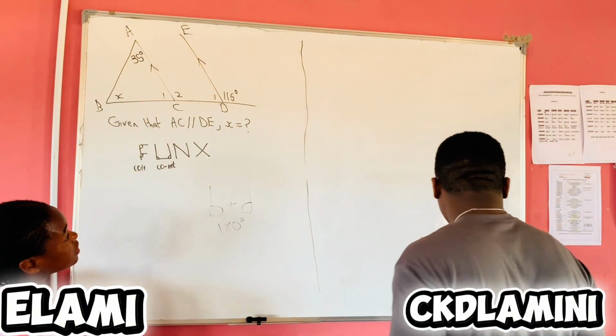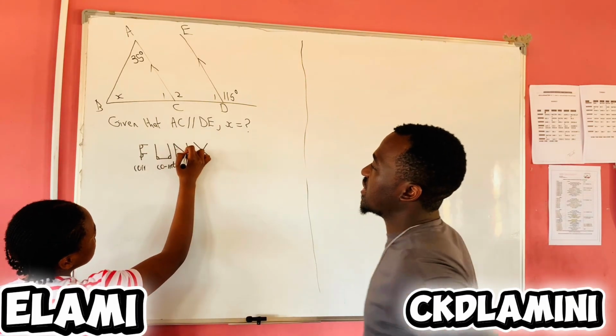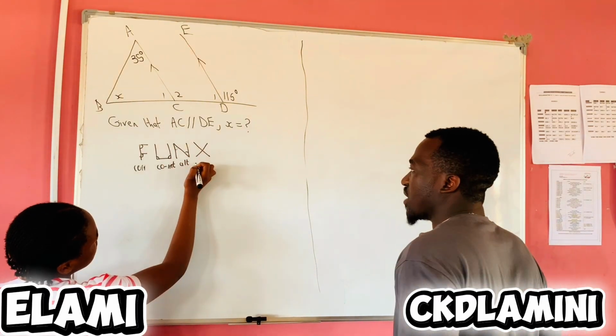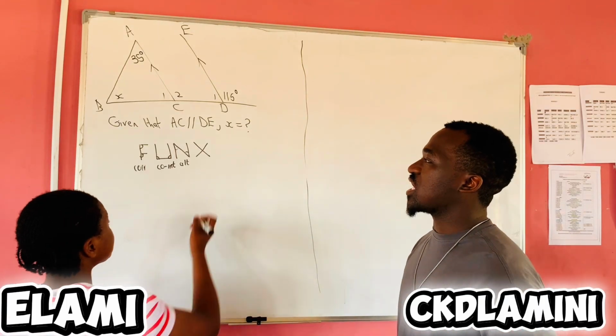How about N? Alternating angles, right? Yeah, write it. Alternating angles. Then X? Vertically opposite. X is vertically opposite angles.